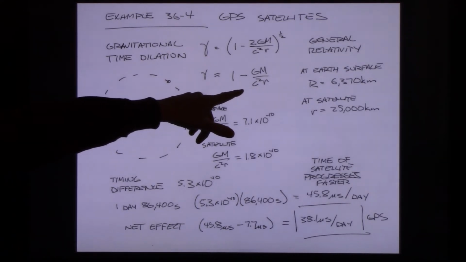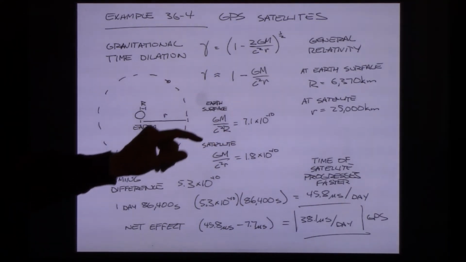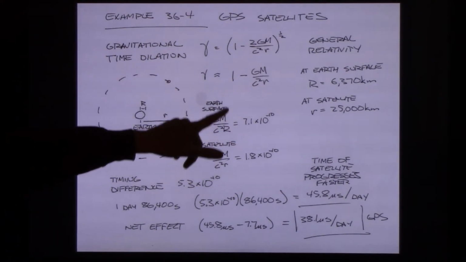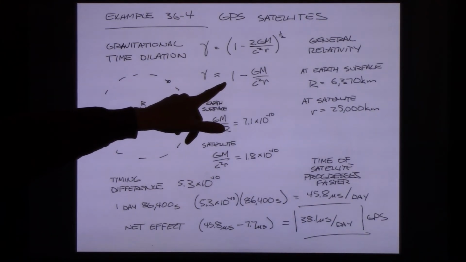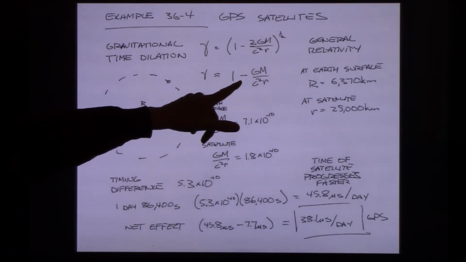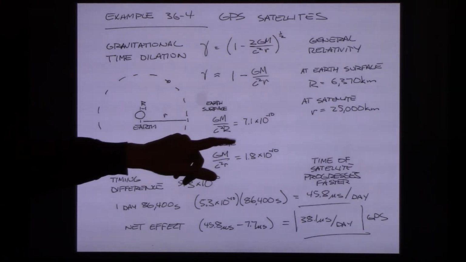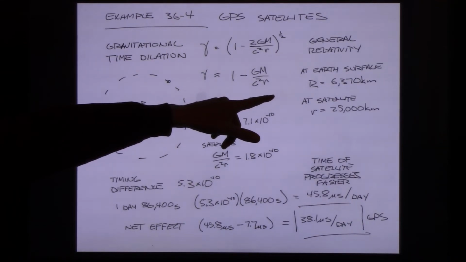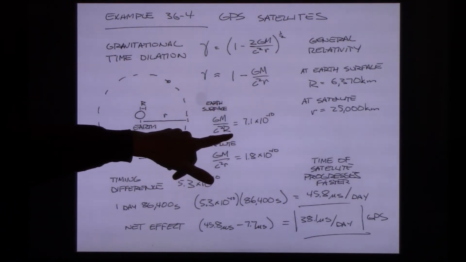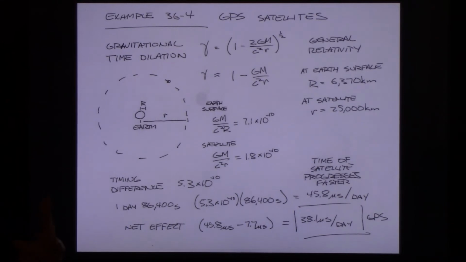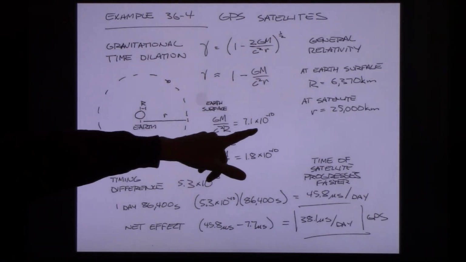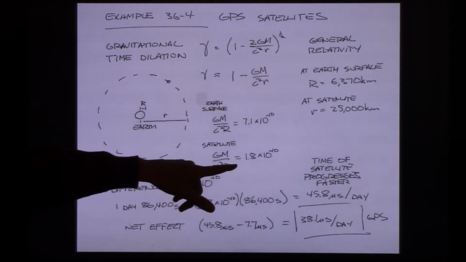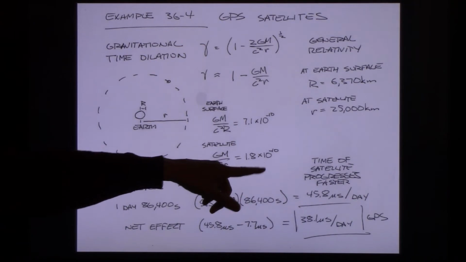So anyway, getting back to this formula, I used an approximate formula to get rid of that square root sign. And then what I wanted to do is write it the same way as before: 1 minus, this time, GM over c squared over r. At the Earth's surface, which is a radius of 6,370 kilometers, that time dilation effect worked out to be 7.1 times 10 to the minus 10, whereas at the location of the satellite, it's only 1.8 times 10 to the minus 10.